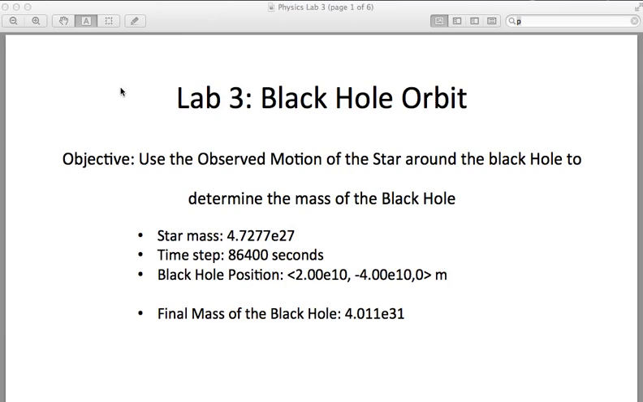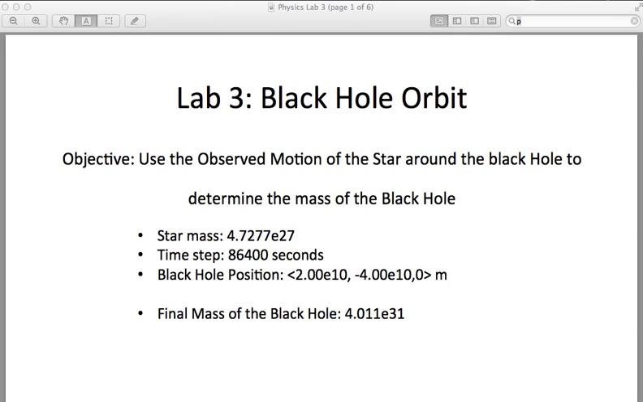Okay, the goal of Lab 3 was to calculate the mass of an unobservable object, the black hole, through the observation of an object's motion which is acted on by the gravitational force of the black hole. In this case, it was a star. So the mass of the black hole was found to be 4.011 times 10 to the 31st kilograms.